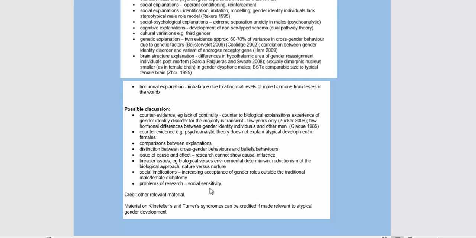Social sensitivity, for example, biological, for example. Okay, biological approach, mentioning nature over nurture.